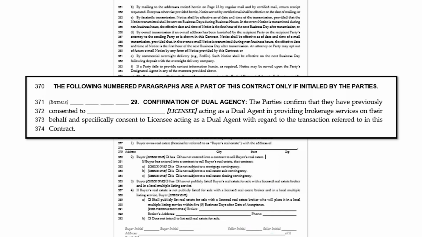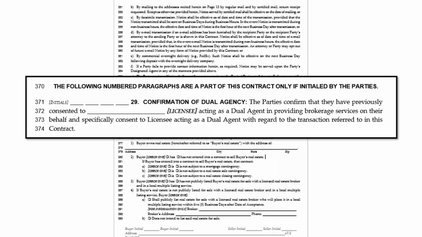Now remember, this is not your first disclosure of dual agency. You had to get permission from your seller to be a dual agent when you listed the property. You needed permission from the buyer to be a dual agent before you showed the property to the buyer. But if you remember, the license law says that we have to have confirmation of consent to dual agency at the time we are writing a contract.